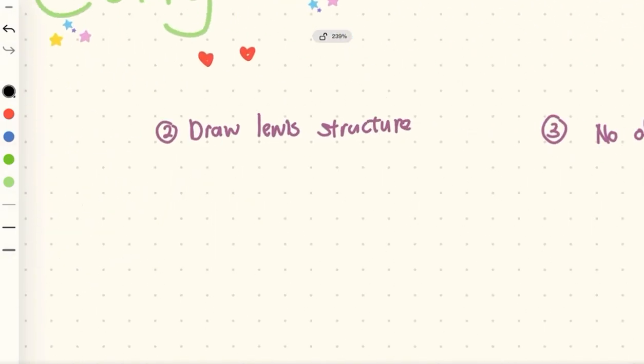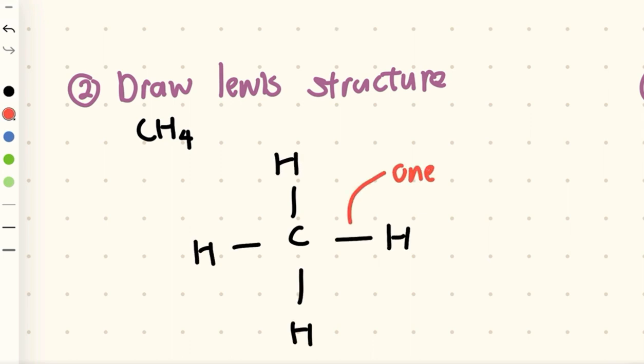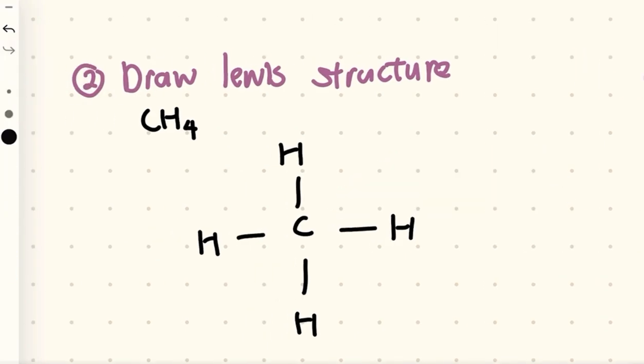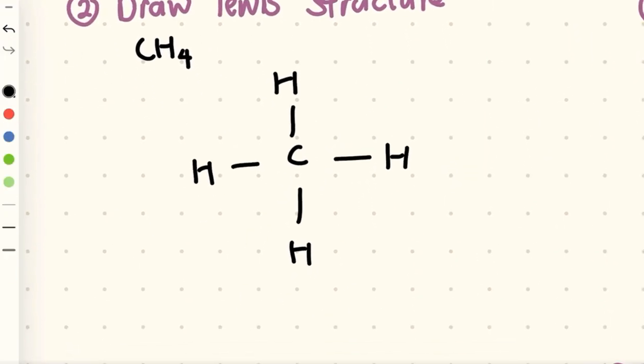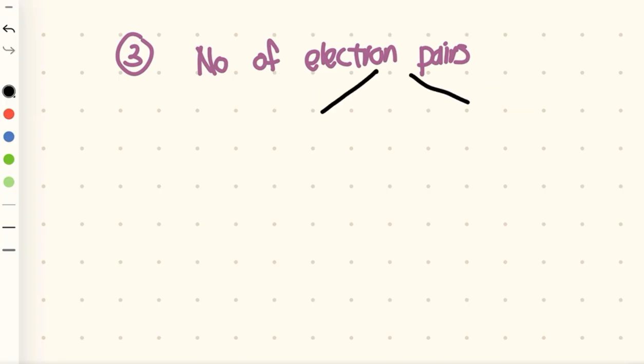After finding the valence electrons, we can move on to drawing the Lewis structure. C will be the central atom as it is the least electronegative, and it will be connected by single bonds to hydrogen. Each single bond contains 2 valence electrons. And since there are 4 single bonds, there's a total of 8 valence electrons, so we do not need to put any dots around the Lewis diagram.